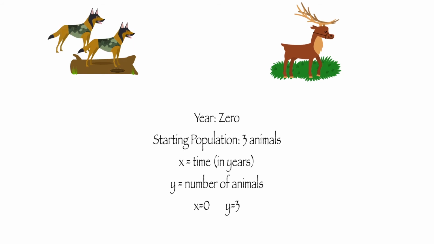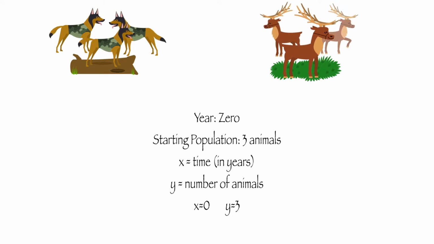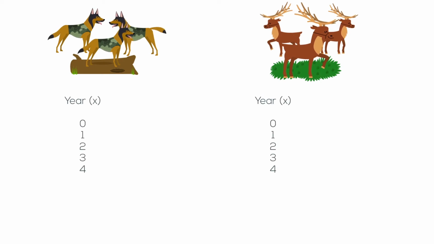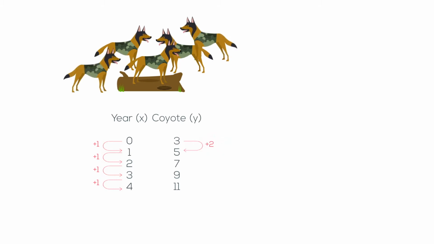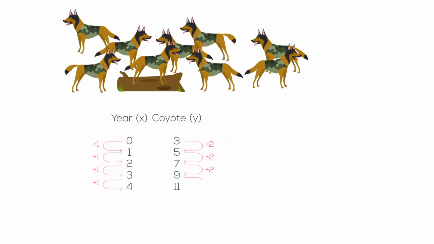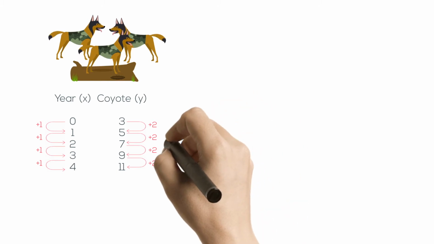In order to make this comparison, we're going to start at year 0 for both animals and a population of 3. So that means the x, or the input, represents the time in years, and the output is the number of animals. We recorded this population growth over 4 years. When we increase the year by 1, the population has a steady increase of 2 each year. We call that constant increase a common difference.